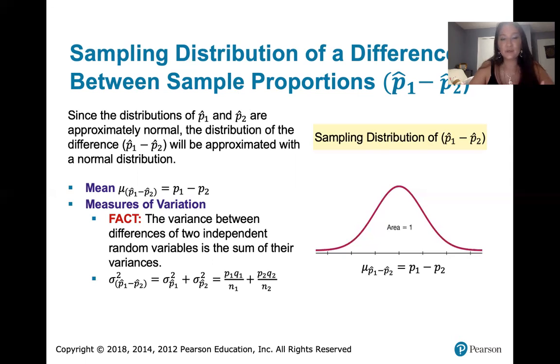Now, if I want the standard deviation and I have the variance, then I have to take the square root of both sides. Now, be careful. Don't make the mistake of taking the square root of this piece and this piece separately. You can't do that. All we can do is take the square root of the left-hand side and set that equal to the square root of the right-hand side. And so we get this. So the standard deviation of p̂1 minus p̂2 is equal to the square root of p1 q1 over n1 plus p2 q2 over n2.